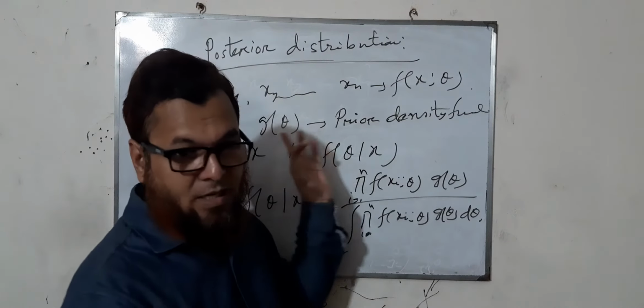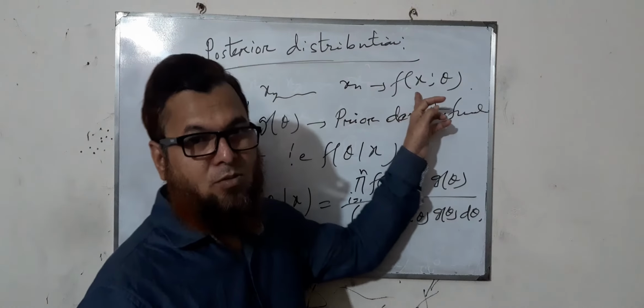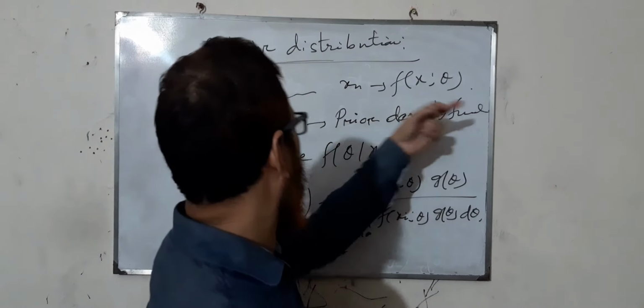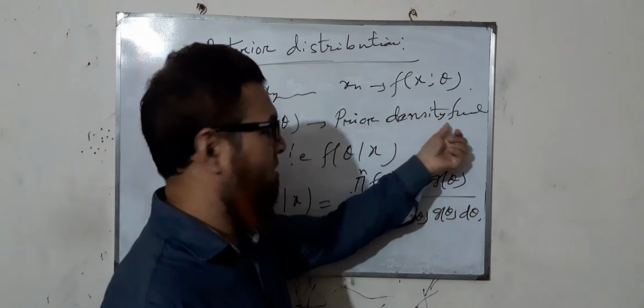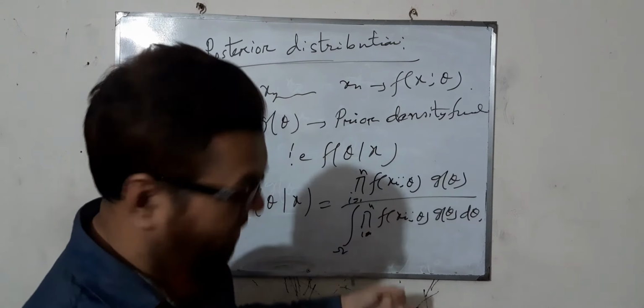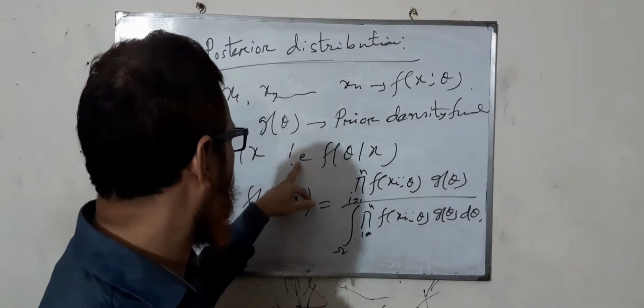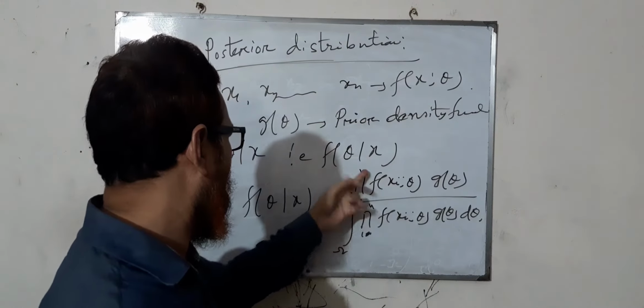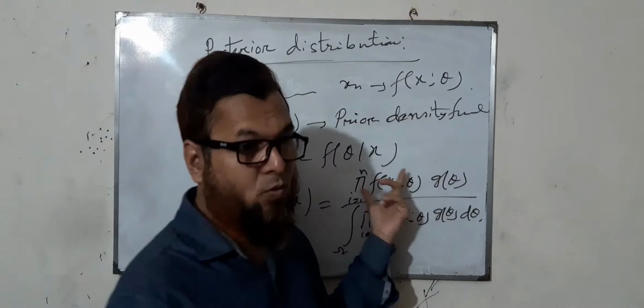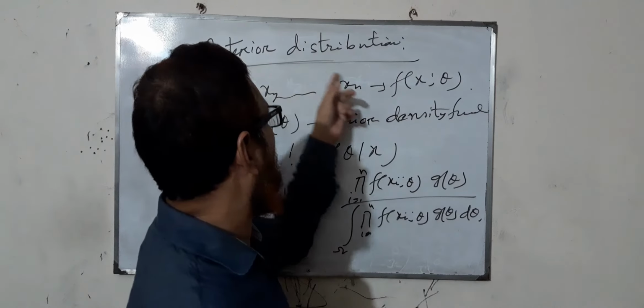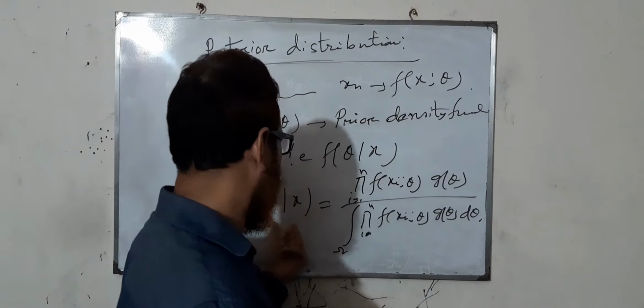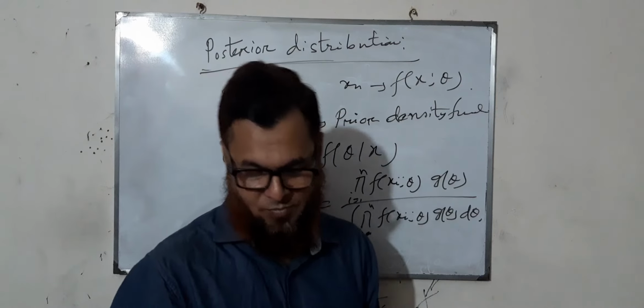Posterior distribution. Let x1, x2, ..., xn be a random sample of size n drawn from a density function f(x, theta). Let g(theta) be the prior density function of theta. Then the conditional distribution of theta given x, that is f(theta | x), is called posterior distribution of theta and is given by this.